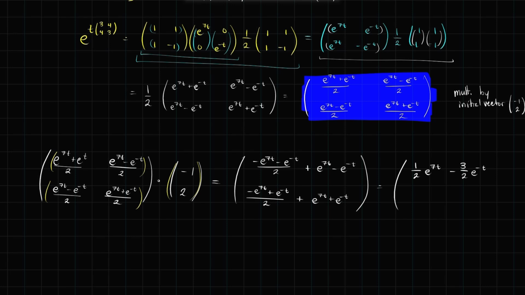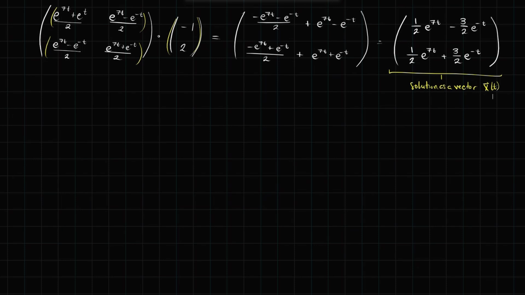I have -1/2 copies e to the 7t and a positive 1 copies e to the 7t, so positive 1/2 e to the 7t. And then in my last term, I have 2 copies of positive e to the negative t with a 1/2 and a 1, so I have a total of 3/2 of those e to the -t. So this is my solution as a vector. So that's the vector x of t.